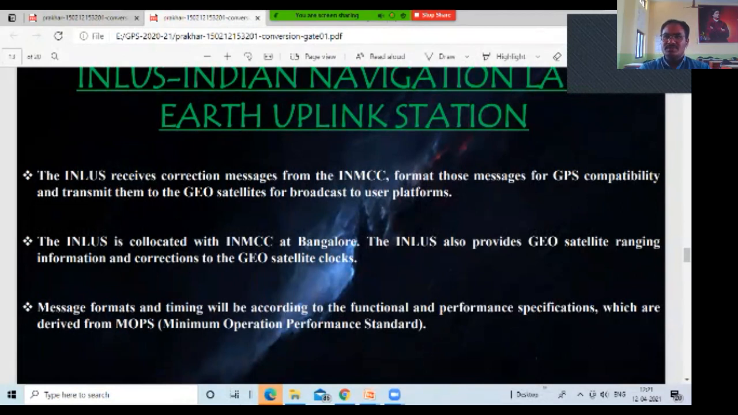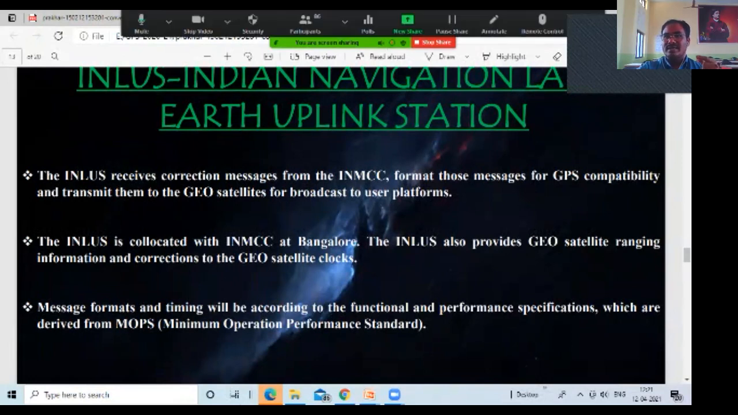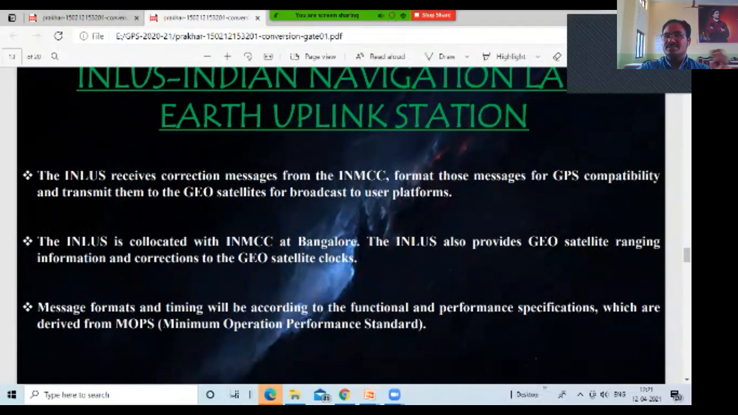So what INLUS will do, it will receive the correction messages from the master control session, that is Indian National Master Control Session. And these may not be compatible with the GPS. So they will convert them into GPS compatible messages, then transmit to the geo satellites for the uplink purposes. And INLUS is co-located with the INMCC at Bangalore.